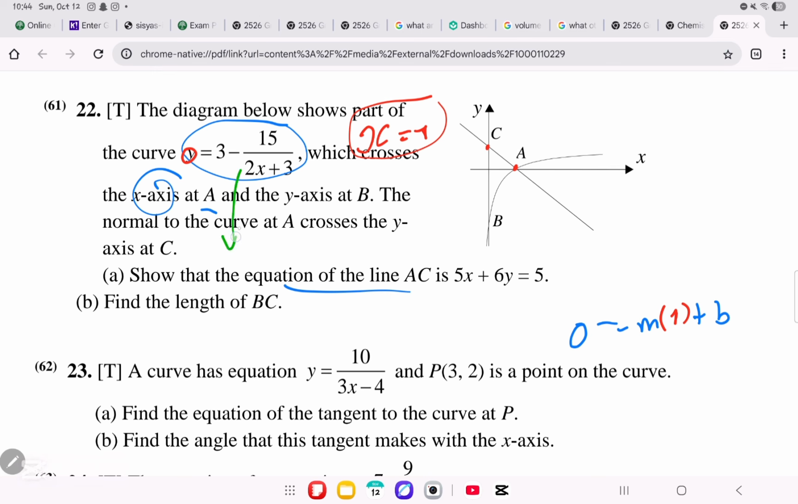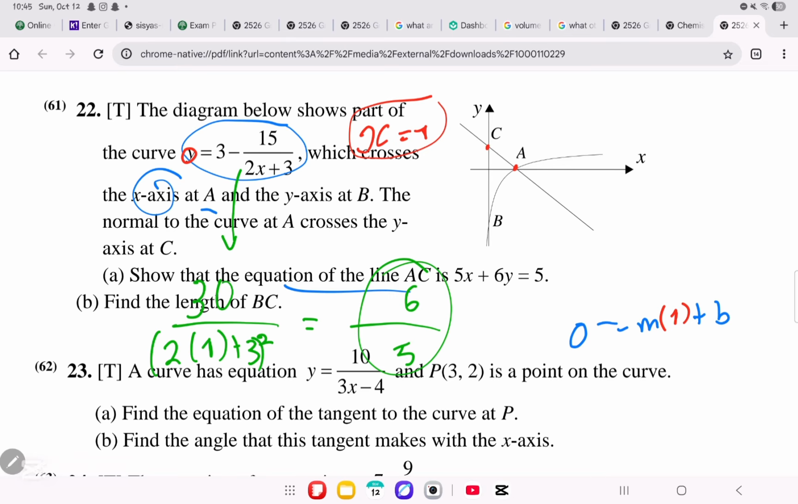Now, how do we get the slope? Very simply, to get the slope, you'll need to take the derivative. So it's going to be what? I think I'm going to leave the derivative for you guys to do. It's going to be 30 over 2 times 1 plus 3 squared, right? So if you simplify it, it's going to be 6 over 5. So this is the value of our slope, 6 over 5.